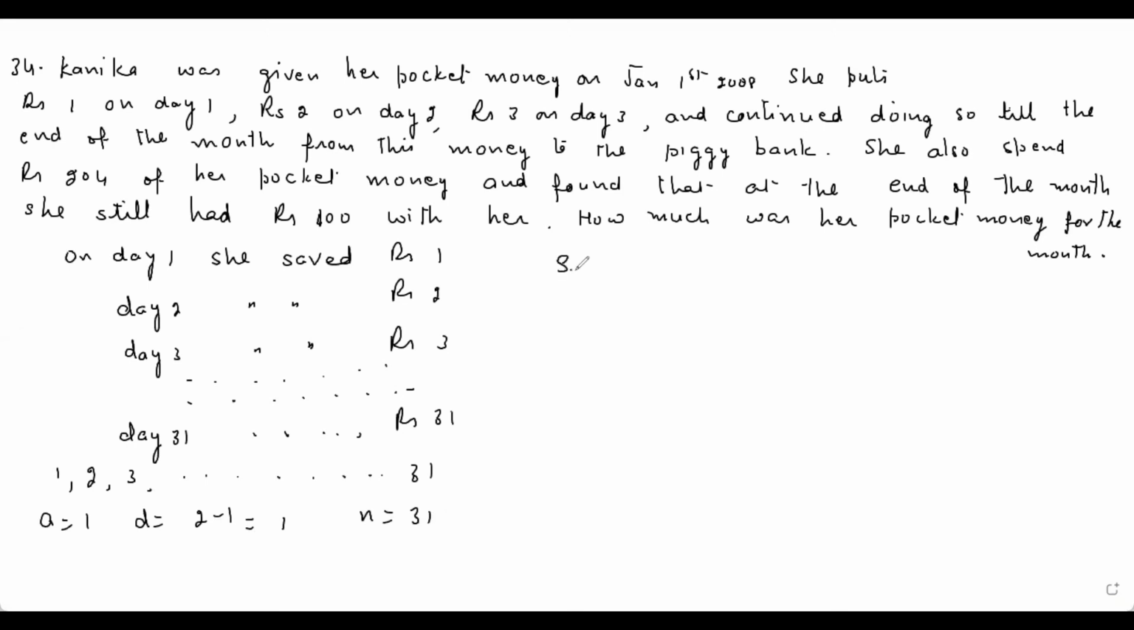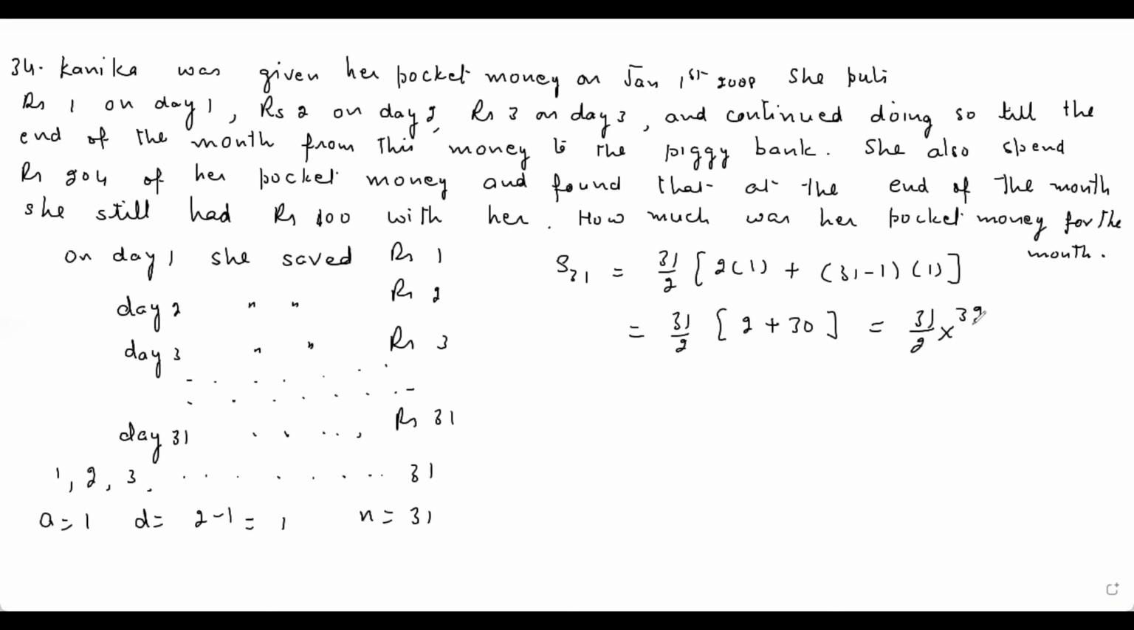So S31 is 31 by 2, into 2 into 1, plus 31 minus 1, D is 1. That is 31 by 2 into 2 plus 30. That is 31 by 2 into 32. That is 496. In 31 days, she saved 496.